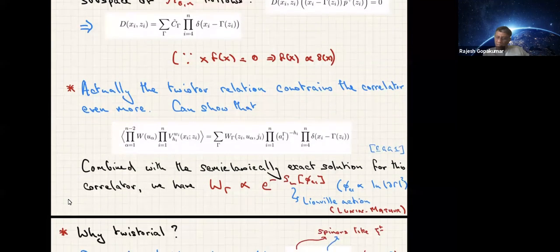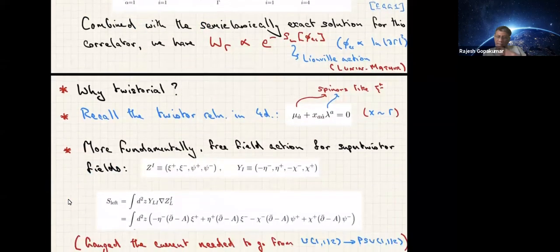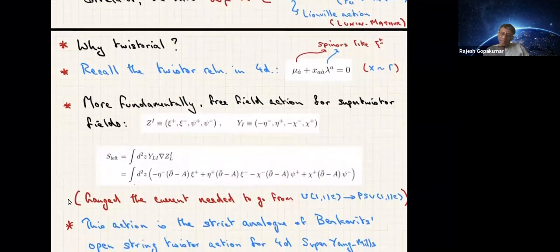So I'll explain that, but first let me say a couple of words. I think I'd said it here, the twistorial relation, because this is the analog of the twistor relations, these are also sort of the spinors. And in fact, you can write down a free field action for our fields. As I said, there are free fields, and it's exactly like Berkovits's action.